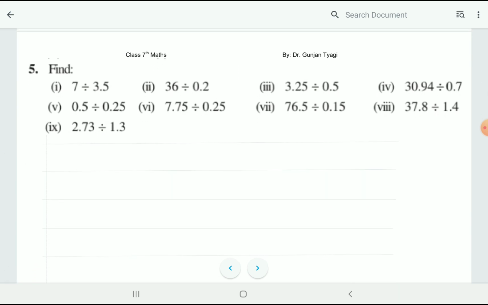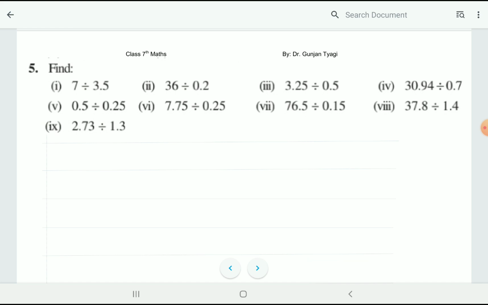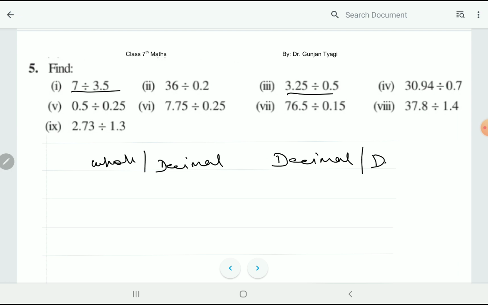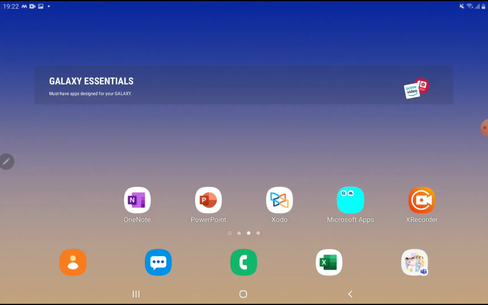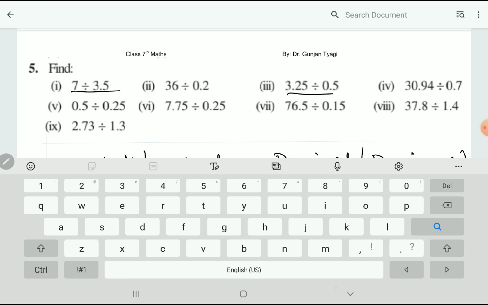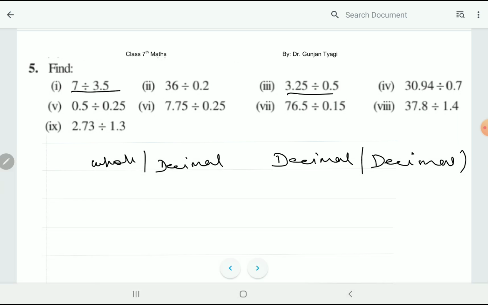Question number 5. In this question, you will have to divide. Two types of questions are there. First is division of a whole number by a decimal number, and the division of a decimal number by another decimal number. So the method is very easy, as we have learnt earlier. What is that? Just remove the decimal.